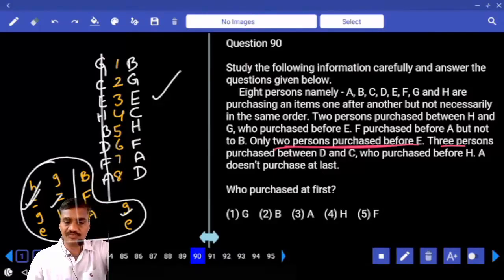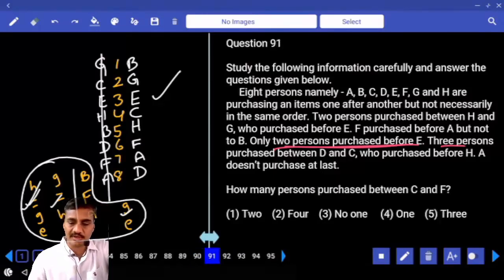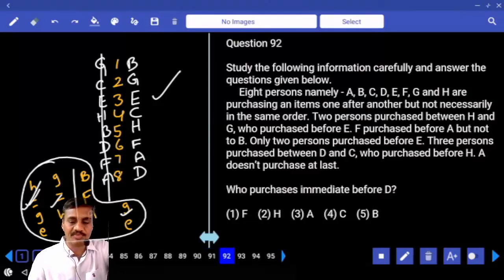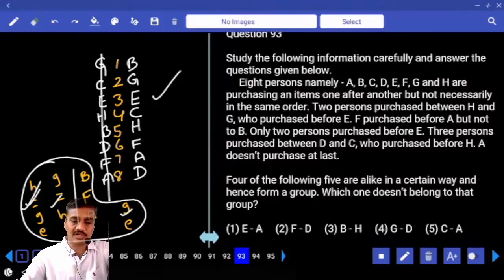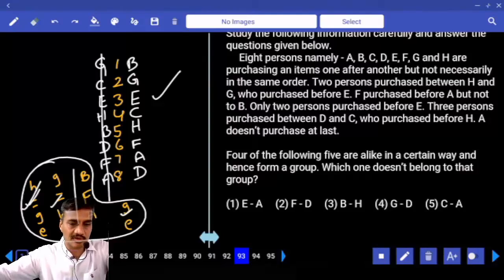90, who purchased the first? B, choice 2. 91, how many persons are in between C and F? Now C and F, there is only one person, choice 4. And who purchased immediately before D? A, choice 3. And 4, out of the following, E and A. Now E is 1, 2, 3. In between E and A, there are 3. F and D, there is only one. And B and H, there are 3 members. G and D, they are not 3 members. Hence, they are not equal.